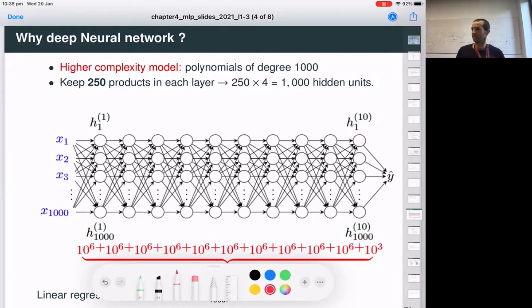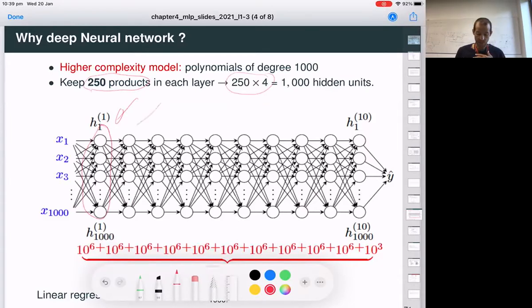How to get this? So what do you think? Why did I put 250 for 1000 units? How to get 1000? My point is I just keep 250 products. Because I say maybe I just did 250. So 250 products means that I have X1, X2, X1, X3, and so on. Yes. So at this stage, I managed to get a polynomial of degree 2. Make sense? So this first hidden layer gives me a polynomial of degree 2 with 250 products.